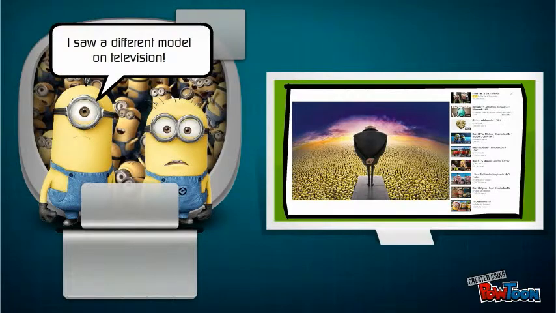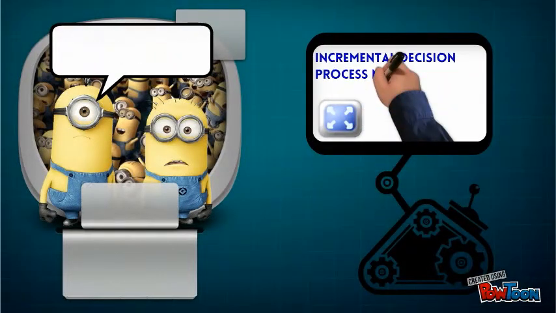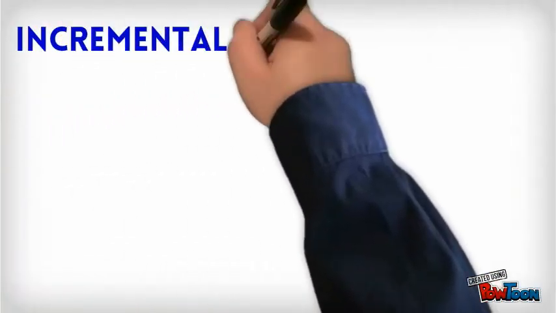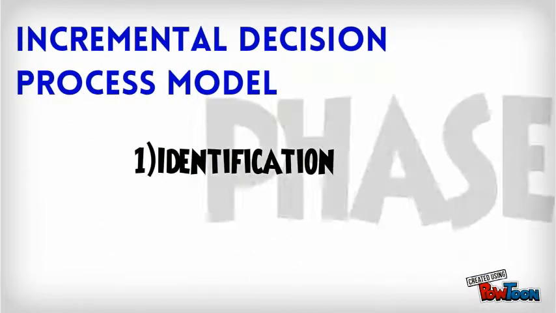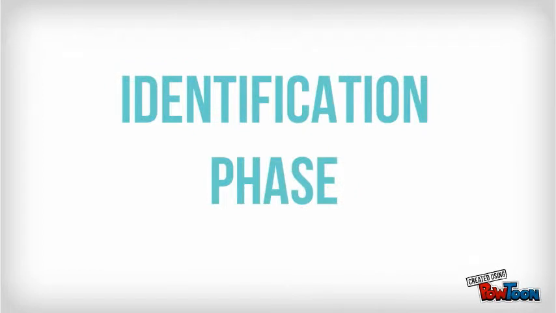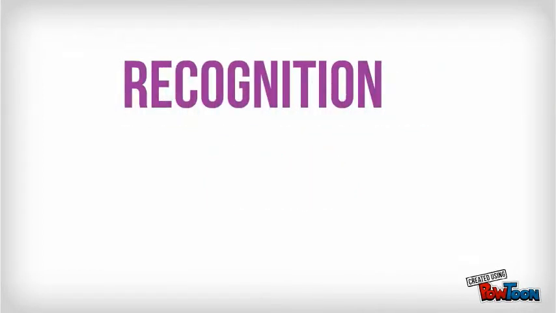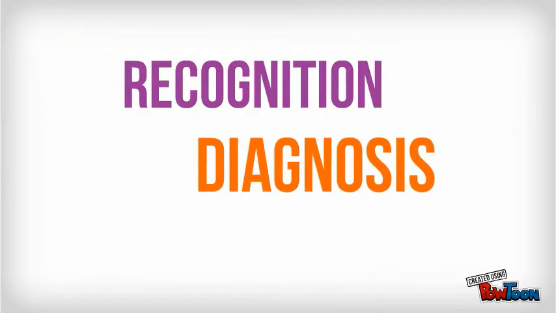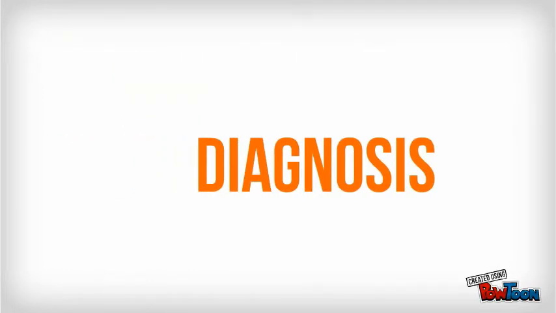I saw a different model on TV. Here comes the incremental decision process model. There are 3 stages: the identification phase, the development phase, and the selection phase. There are 2 keywords in the identification phase. Recognition means the problem arises, and a decision needs to be made to deal with it. Diagnosis is defined as the gathering of information regarding the problem.